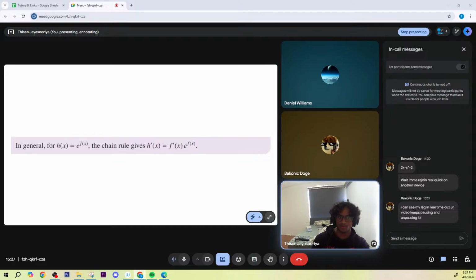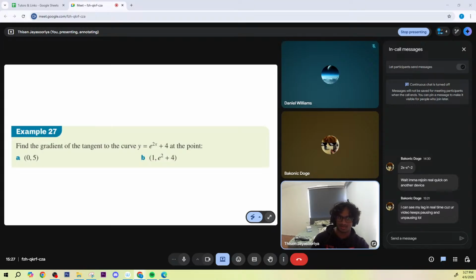So we've already gone through this quick chain rule here. And I won't worry too much about this because this is about finding the gradients of the tangent line, which we've done 100 times. It's just differentiate it and then plug in the point. Does that make sense for both of you?